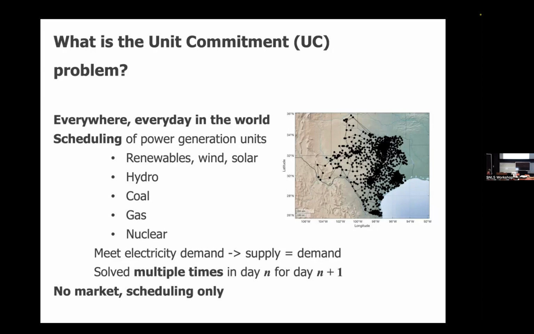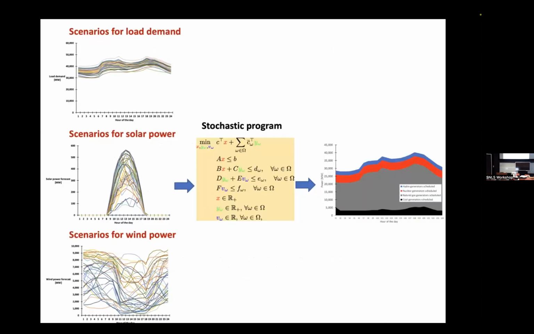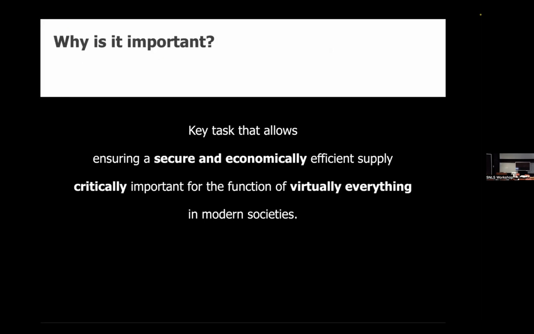But this problem is mainly solved deterministically. And what we are trying to do is to solve this problem considering uncertainty in some of the parameters, right? So we consider uncertainty on the load demand, on the solar power, and on the wind. We have a stochastic program, and we try to get the optimum generation schedule for the next day. So, of course, this is a key task. It ensures that we have a secure and economically efficient supply that is critically important for everything in society nowadays, right? There is no artificial intelligence if you don't have electricity, right?